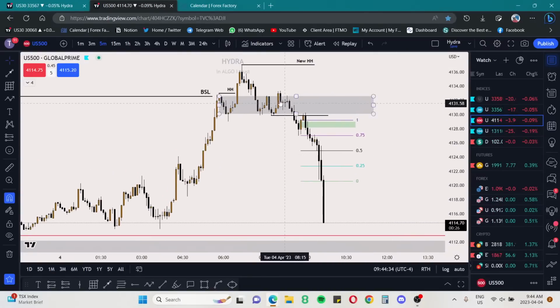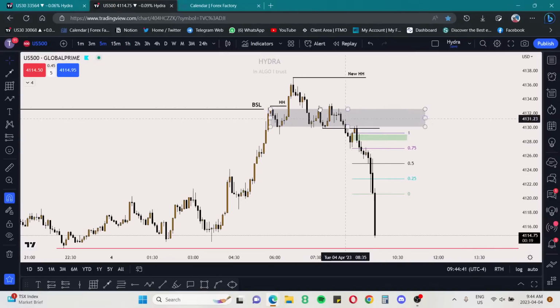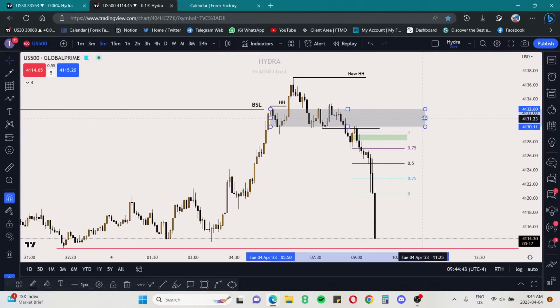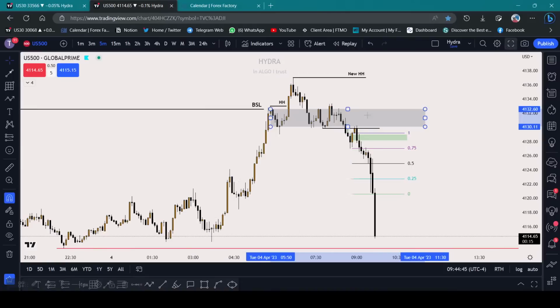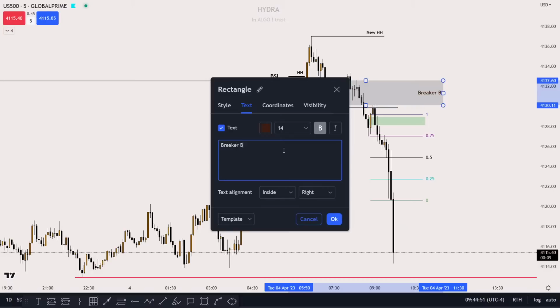And we also have other confirmation. We have this breaker block, right? Do you see how powerful a breaker block is? Do you see that, folks? Do you need any other concept if you understand breaker block?